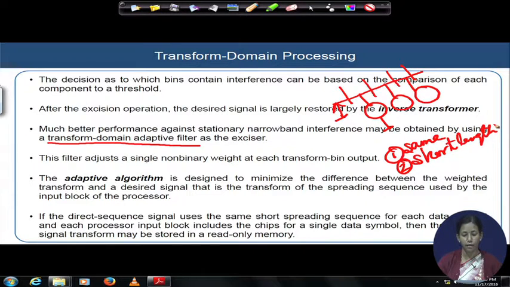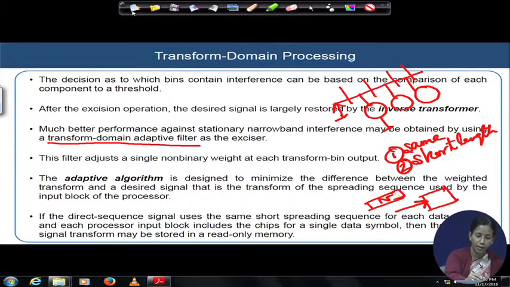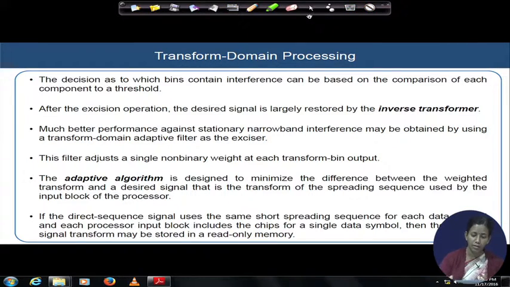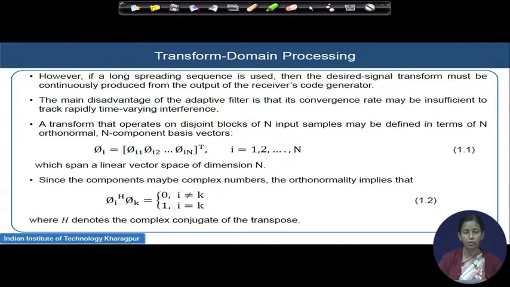So that you can invoke that, and the comparison will go on symbol to symbol. And remember, we are always considering that the input to the processor is a block of capital N chips. So the number of chips within a block is not changing, and the spreading sequences from block to block are exactly the same. Then by storing the desired signal's transform values in the read-only memory, we can speed up the process of the exciser.